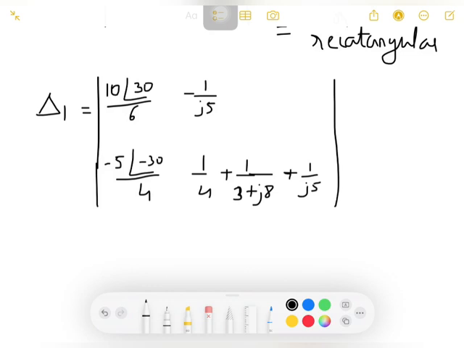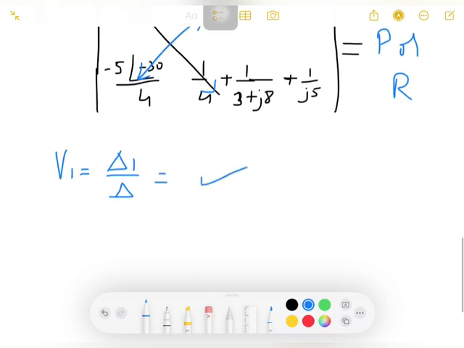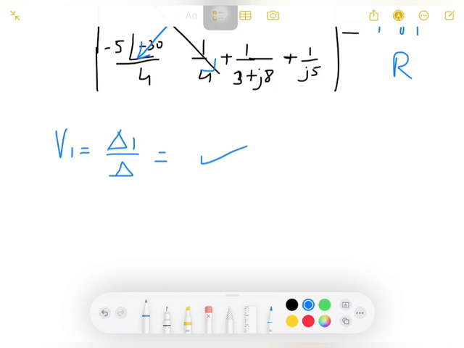If you find the determinant, this into this minus this into this, you will once again get delta 1, either in polar or rectangular form. Once you know delta 1 and delta 2, I can determine V1. V1 is equal to delta 1 by delta. So this is where we get the answer for V1. Whenever we have complex numbers with AC, you can't solve this on a calculator, so make use of Cramer's rule. Similarly, we can determine delta 2 also.